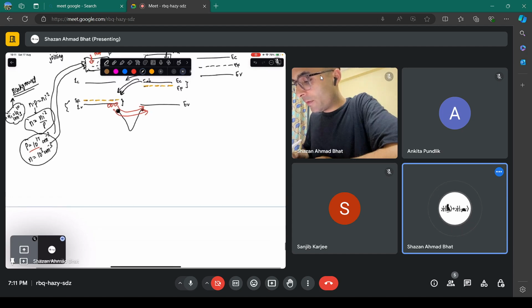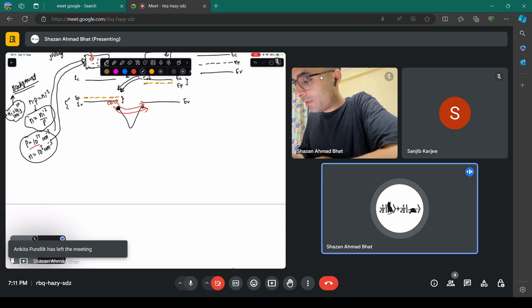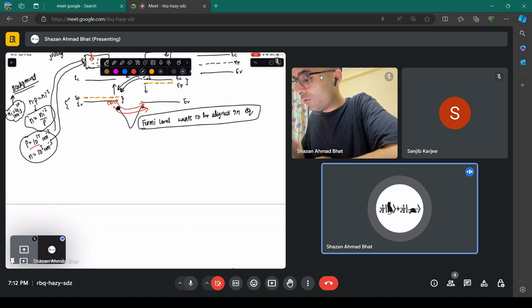Okay, so while doing this, what happens is that this particular level shifts down and this particular level shifts up, because the Fermi level wants to be aligned in equilibrium. Electrons and these holes cannot move on forever. There has to be equilibrium reached.